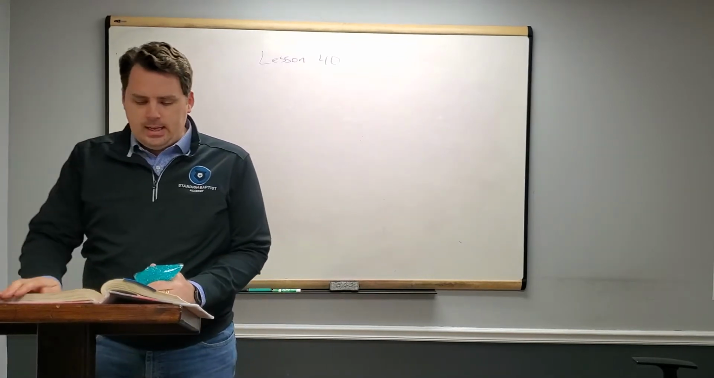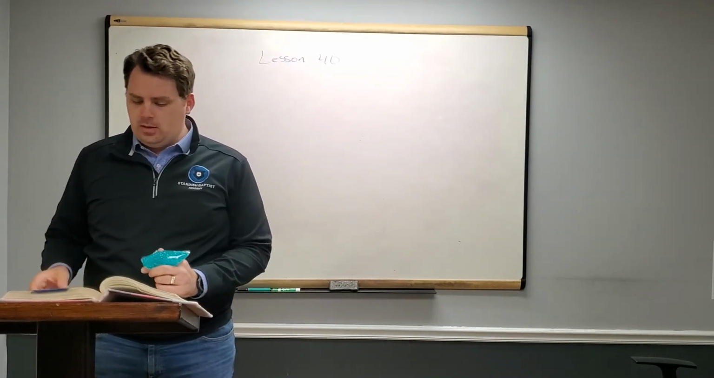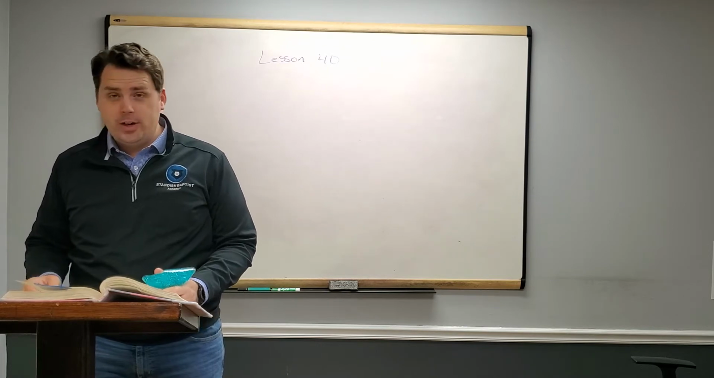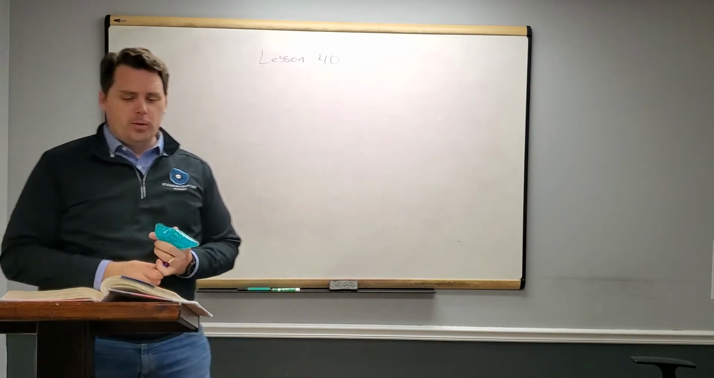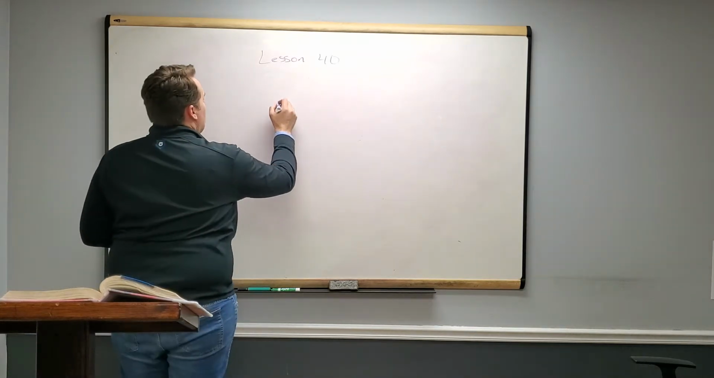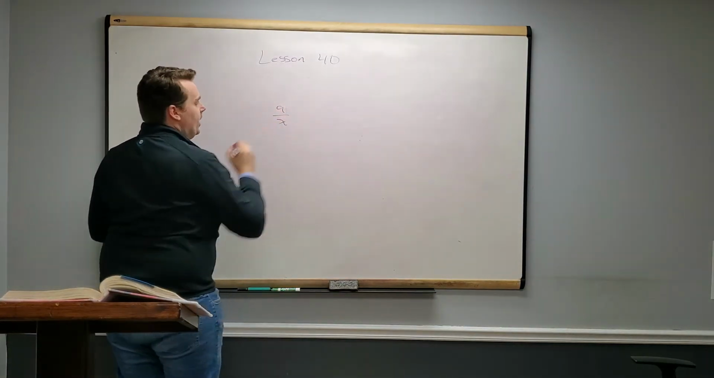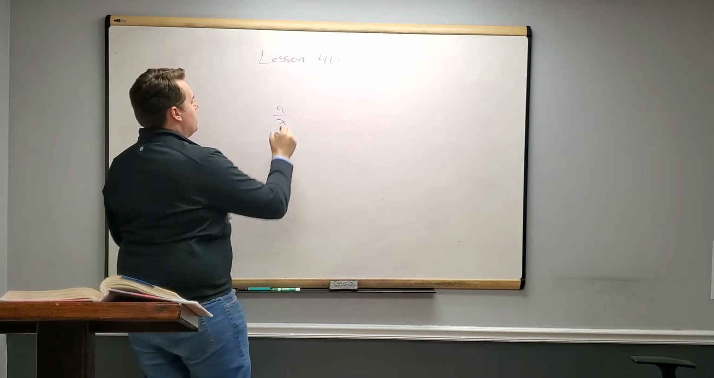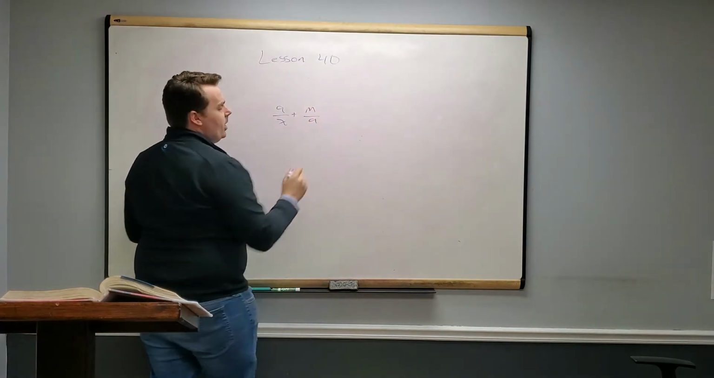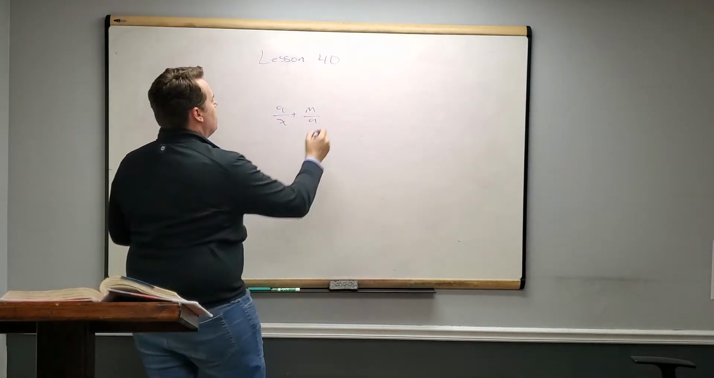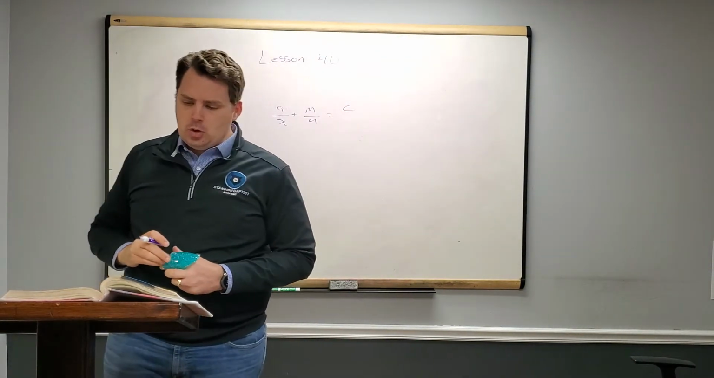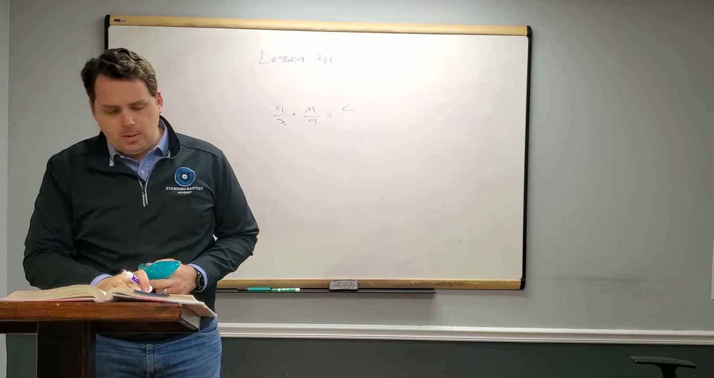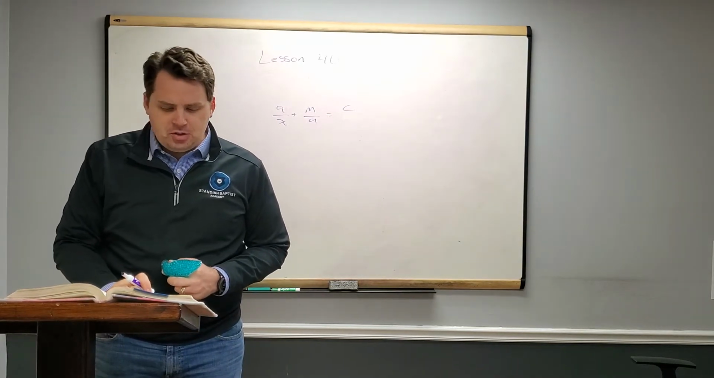Okay, let's take a look at lesson number 40, and this is entitled Abstract Fractional Equations. You're going to love these. These are awesome. Okay, look at 40.1. Solve for x. I have a over x plus m over a equals c. Okay, the first step is to multiply every numerator by the least common multiple denominator.